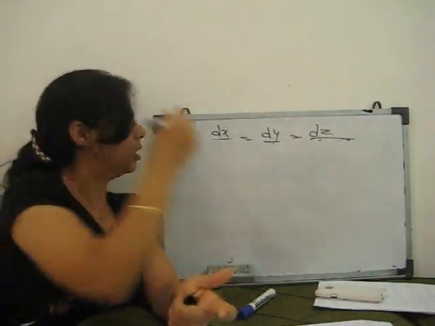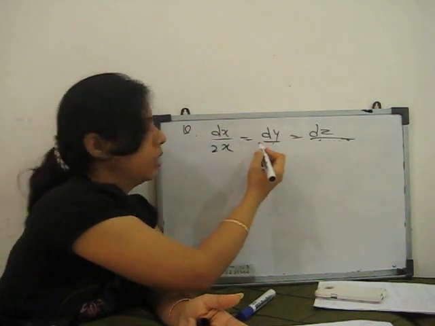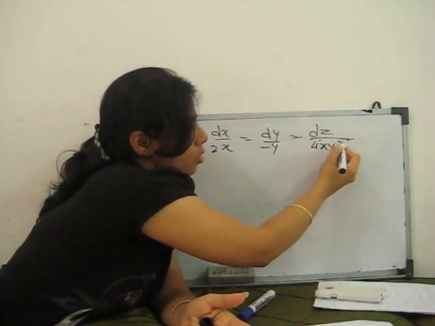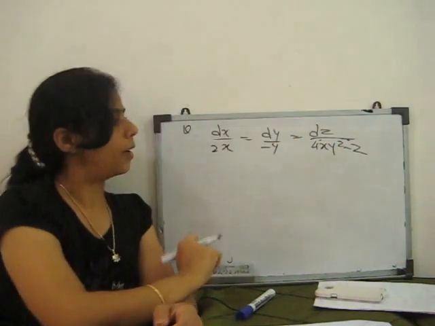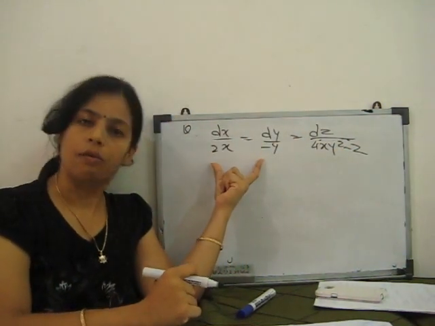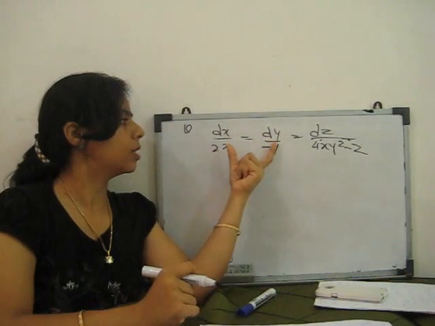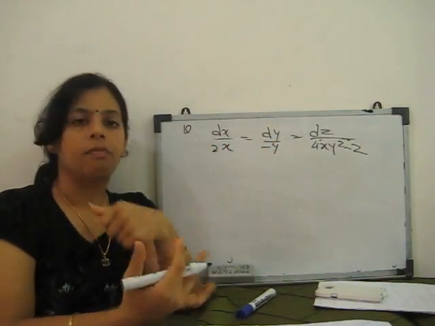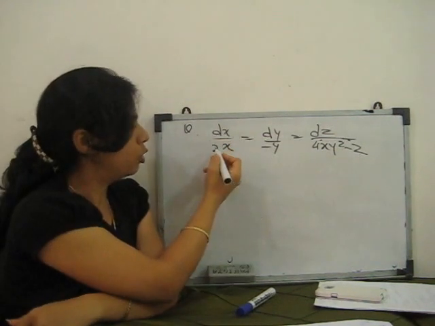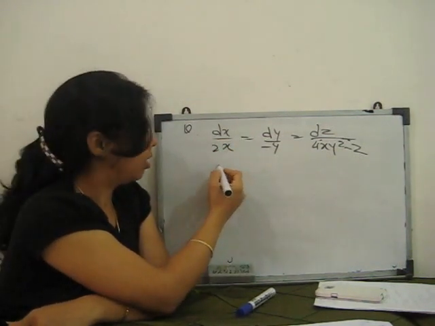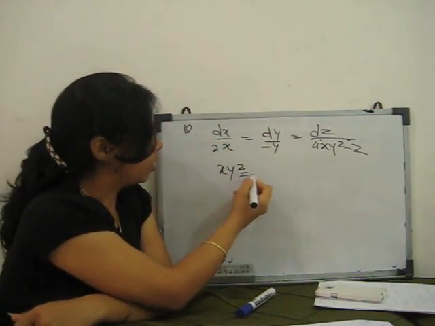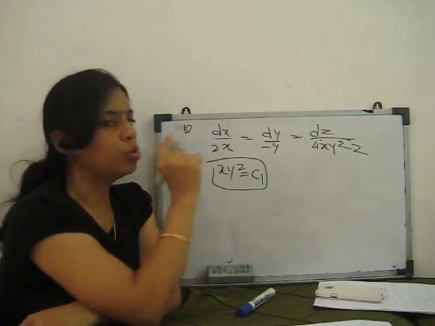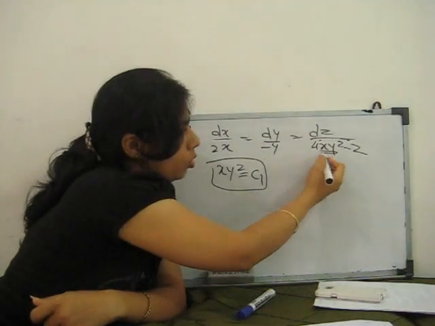The problem is dx by 2x, dy upon minus y, dz upon 4x y square minus z. Now in this case, first we have to solve the first and second. When we solve the first and second, we will get one constant. So when you solve this, our constant comes x y square is equal to c1. In the third also there is x y square.